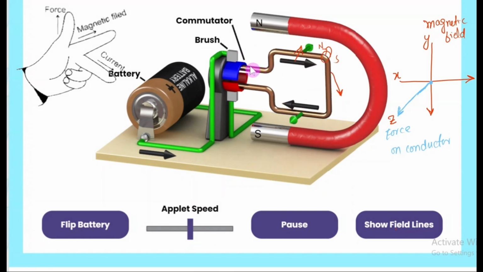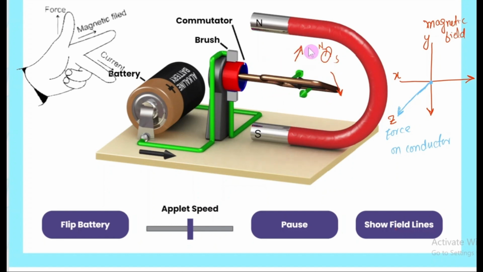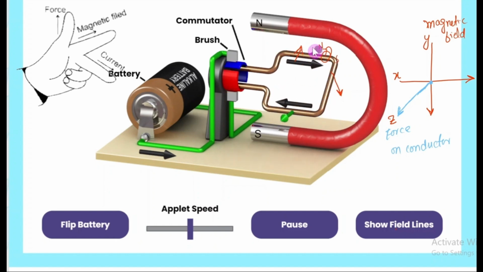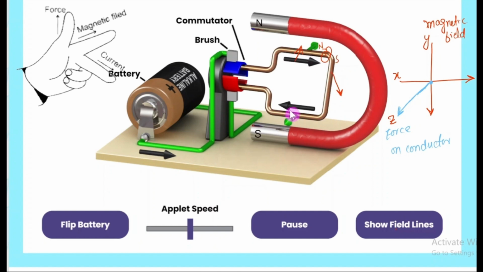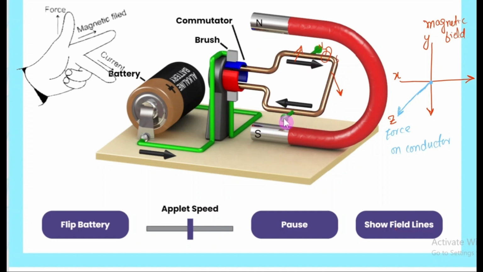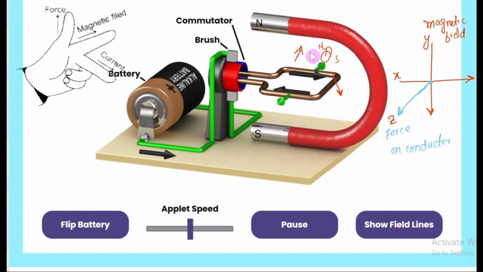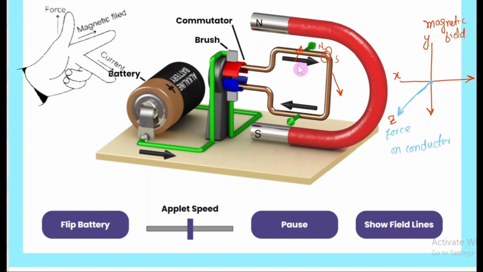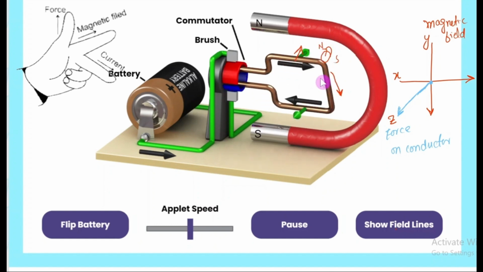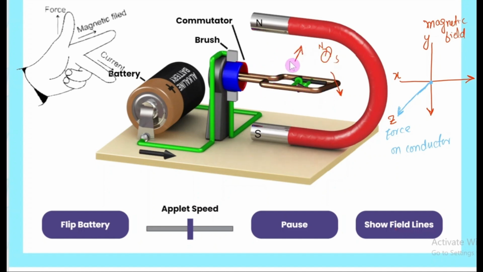So due to that process, the current is moving in this direction, and the force will be exerted on this side inward to the screen, due to which this side will go inward to the screen. Similarly, the force on this side is moving away from the screen. So the force on this side is inward to the screen, and the force on this side is away from the screen. Therefore, this conductor is rotating inside this magnet.